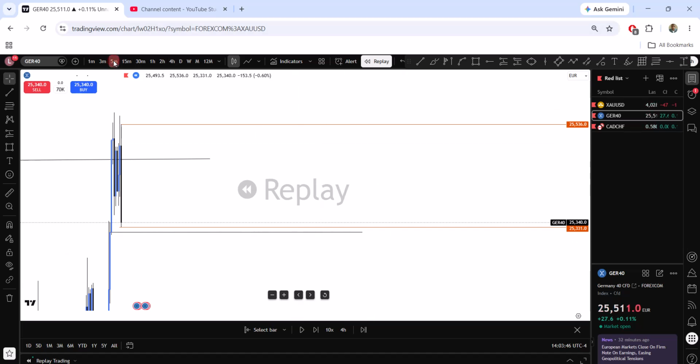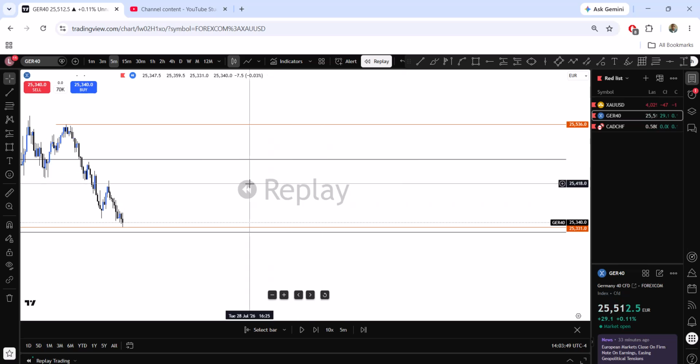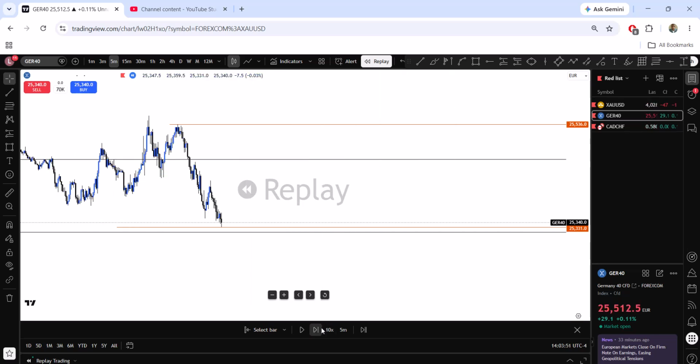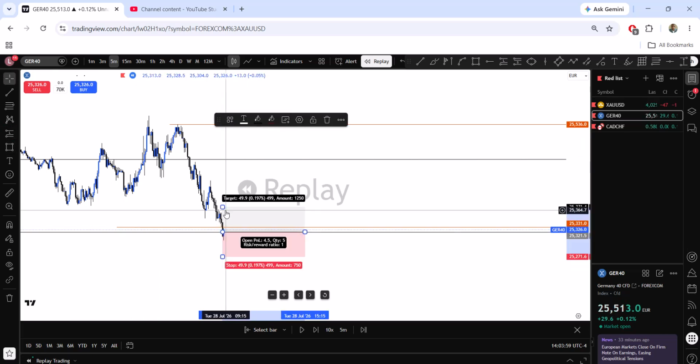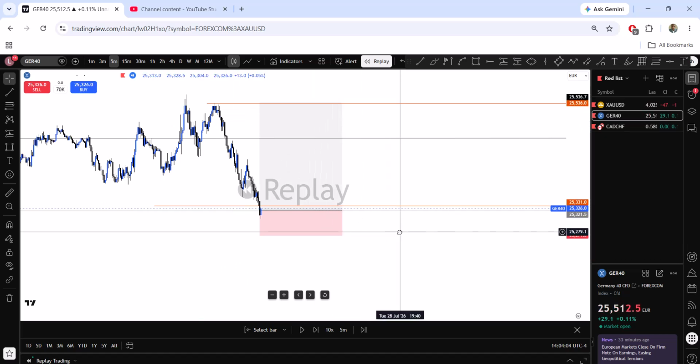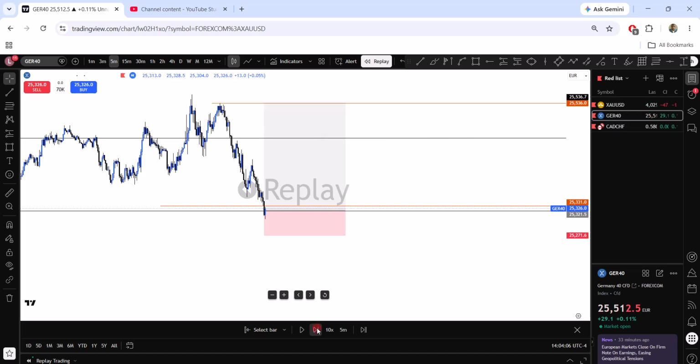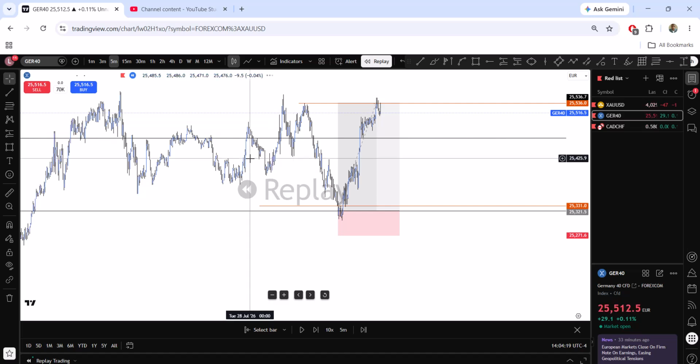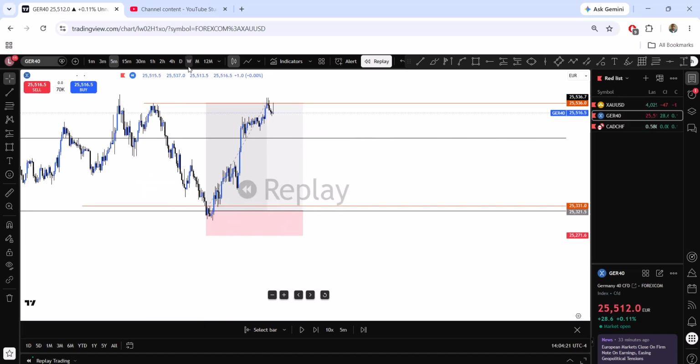Now I can then come down to the 5 minutes, right? And then see. Okay, price touches this key level over here. Then we look for longs, targeting the opposite side. And then we see price trading all the way to the upside. Okay, bang.